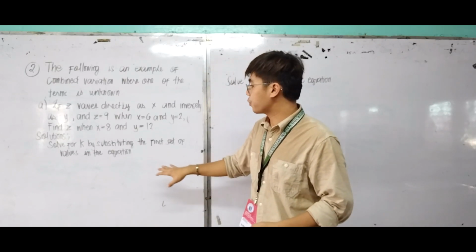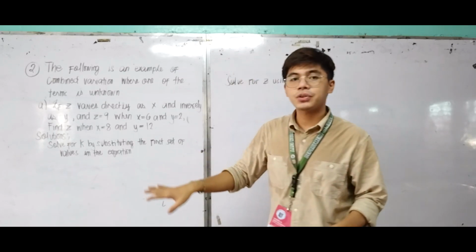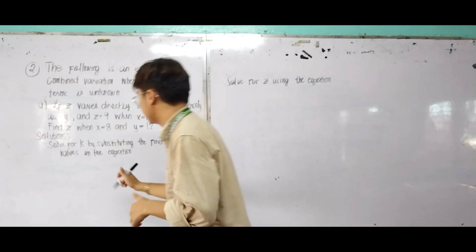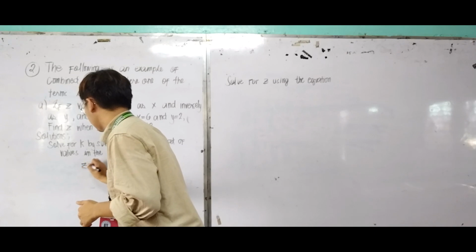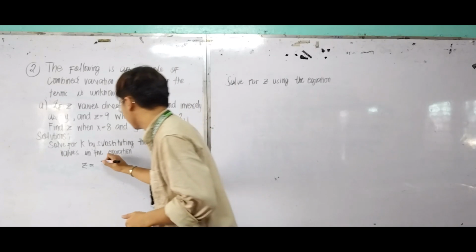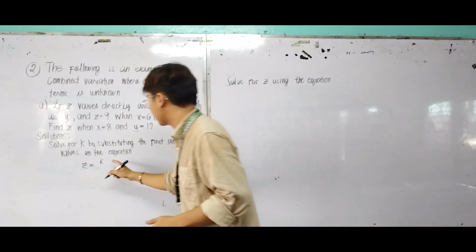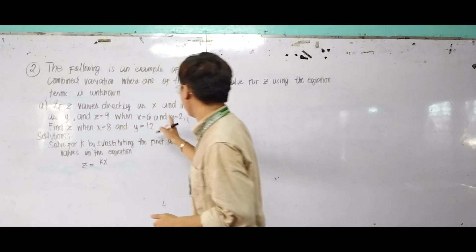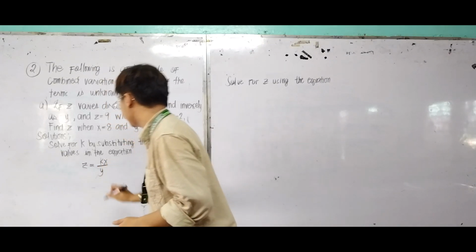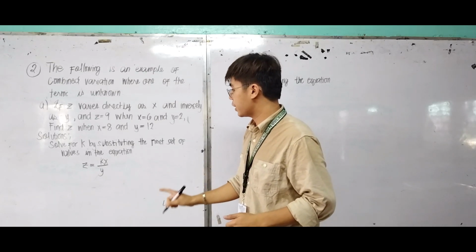First, we need to solve for k by substituting the first set of values in the equation. So we need to write the equation first. First, we have to write z equals, varies, that means you need to write k as the constant. Directly as x, that means you need to multiply that beside k, and inversely as y. So you need to write y as your denominator. So we have here the equation z equals k times x over y.